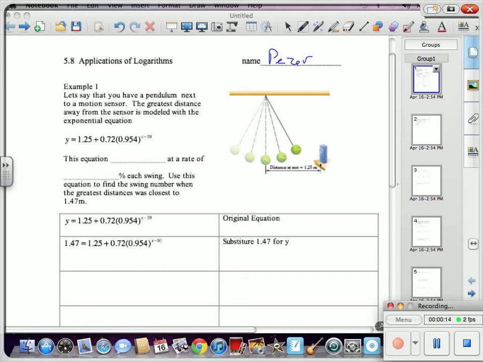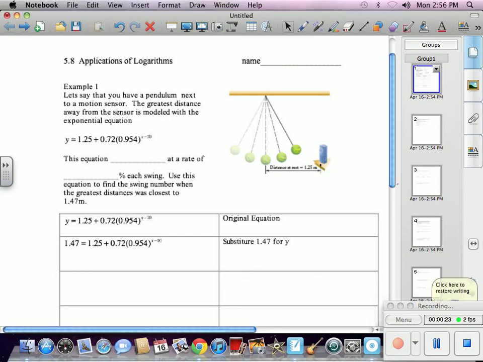Anyway, so let's look at some applications of logarithms. Let's say that you have a pendulum next to a motion sensor. Let's say the greatest distance away from the sensor is modeled with the equation y equals 1.25 plus 0.72 times 0.954 to the x minus 10. So this is an exponential equation, and it's an exponential decay equation.